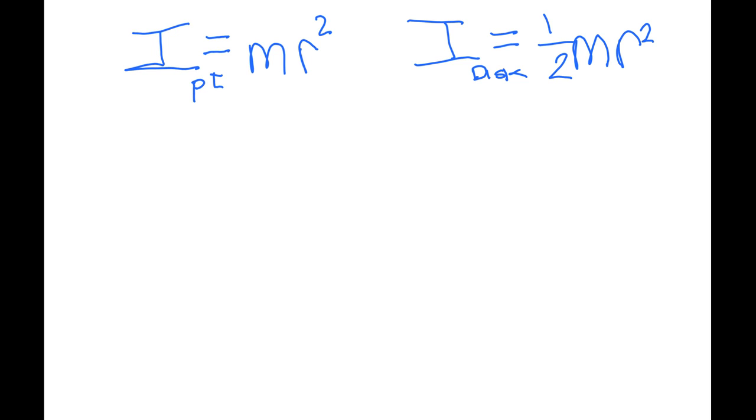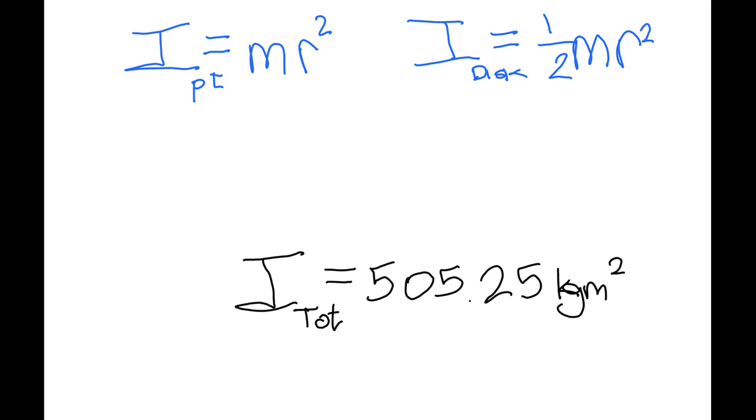For the disk, the merry-go-round, we plug in the merry-go-round's mass and the merry-go-round's radius, and we get a moment of inertia of 406.25 kilogram meters squared. It should make sense that this is much larger than this one, because the merry-go-round has both a larger mass and a larger radius. This gives us a total moment of inertia of 505.25 kilogram meters squared.